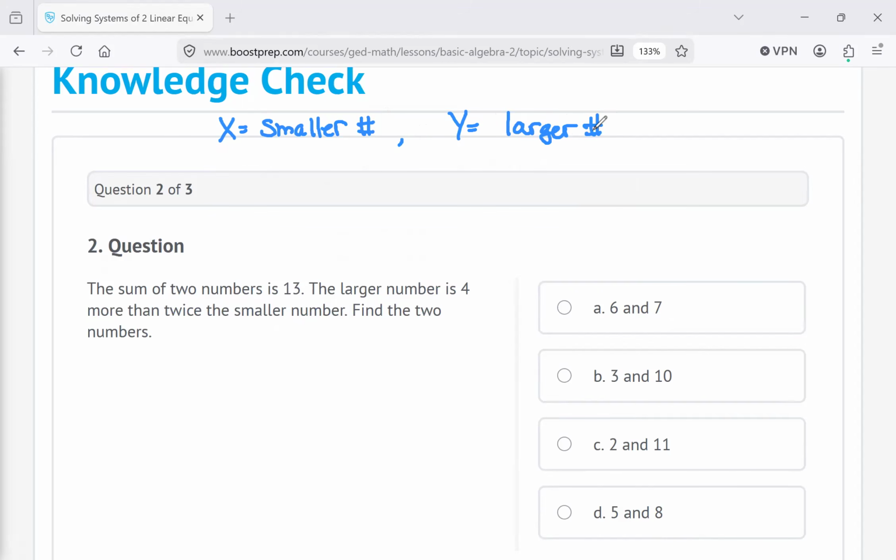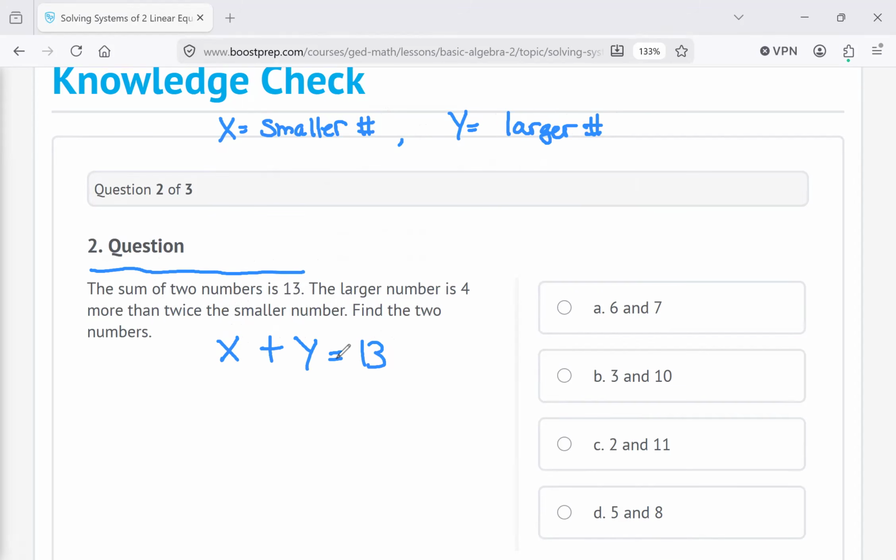Now, we're going to have to come up with two equations based on the three sentences. Let's look at the first equation. The sum of these two unknown numbers is 13. That's a big clue, I can create an equation. They're saying that the sum of the smaller and the larger number is 13, so that's the same thing as x plus y equals 13.